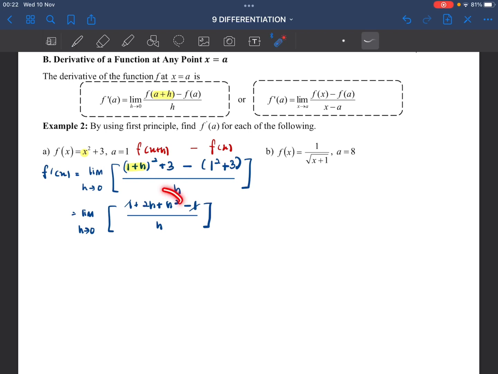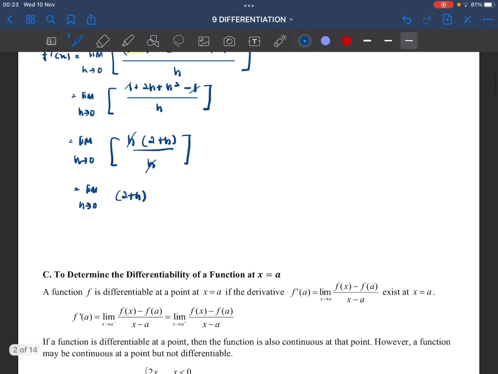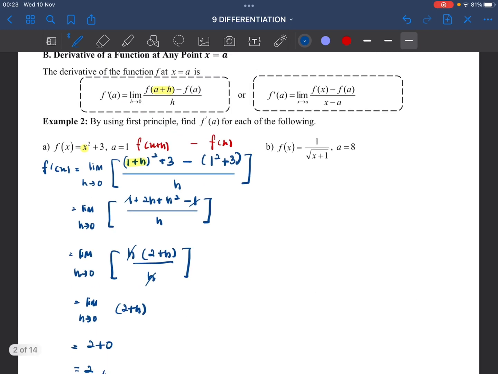So we have 2h plus h squared. So you know you want to cancel out for the limit, so we can factorize h there. So we have the limit as h approaches 0. Here is your h, so we have (2 plus h) over h. So cancel h, we are left with the function 2 plus h. So your h is equal to 0, so we are going to get 2 plus 0. The answer is 2. Alright. Okay, so that is how you find your first principle when x is equal to a.